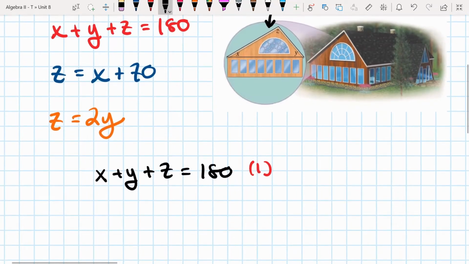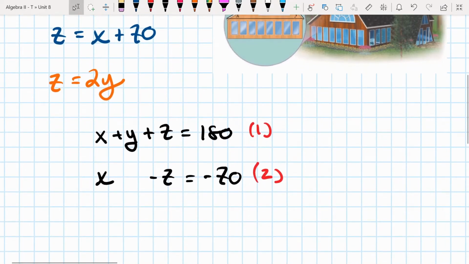The second equation is not in standard form because the x and the z are separated from one another. So what I'll do is, let's keep the x positive, but I'm going to move the z to the right-hand side, and then I'm going to move the 70 to the left-hand side, which is going to change the sign of the z and the 70. So equation number 2 is equivalent to x minus z is equal to -70. So that's equation number 2.